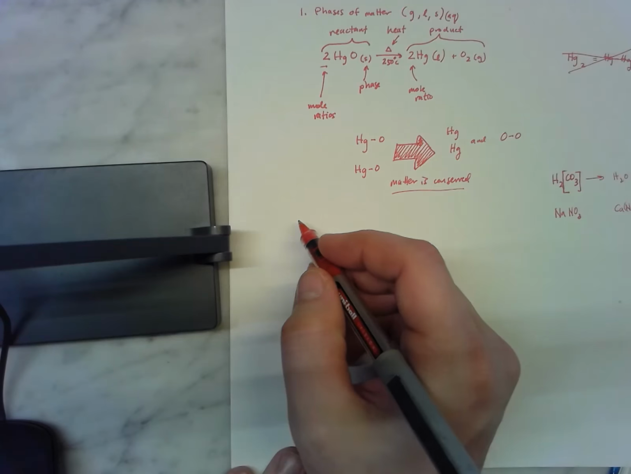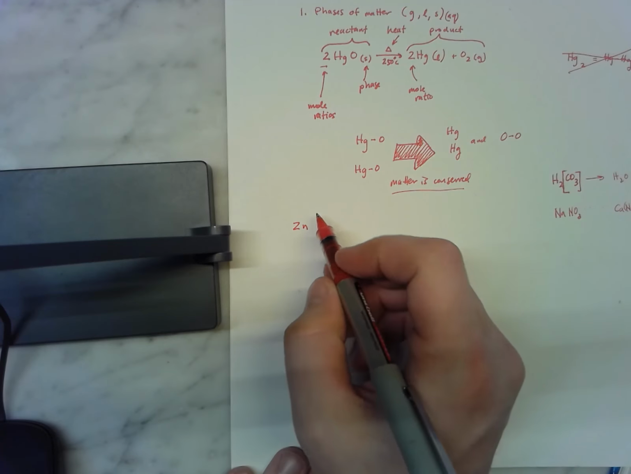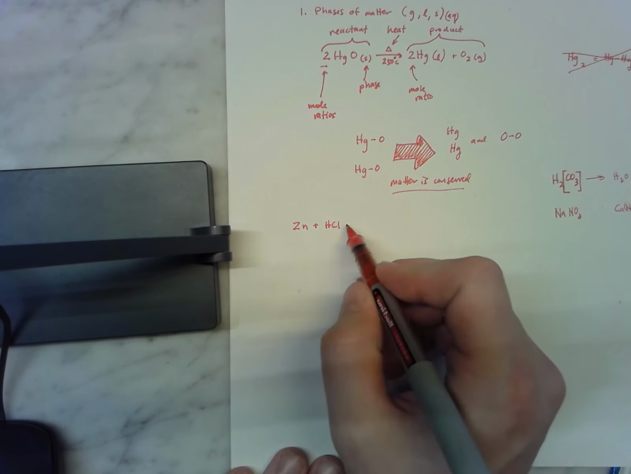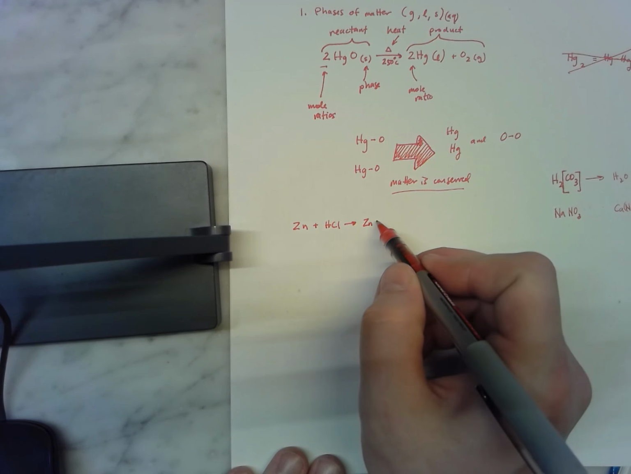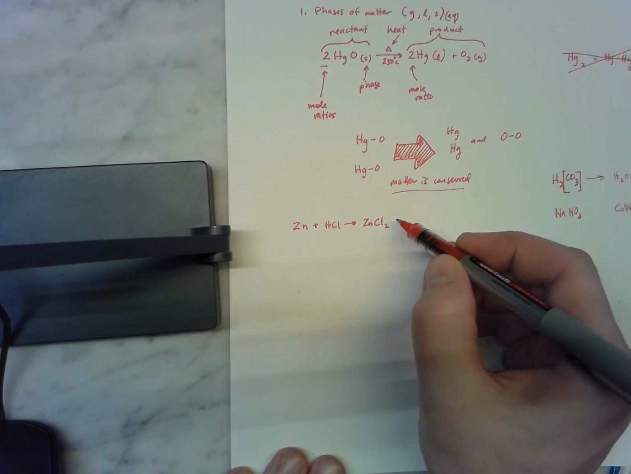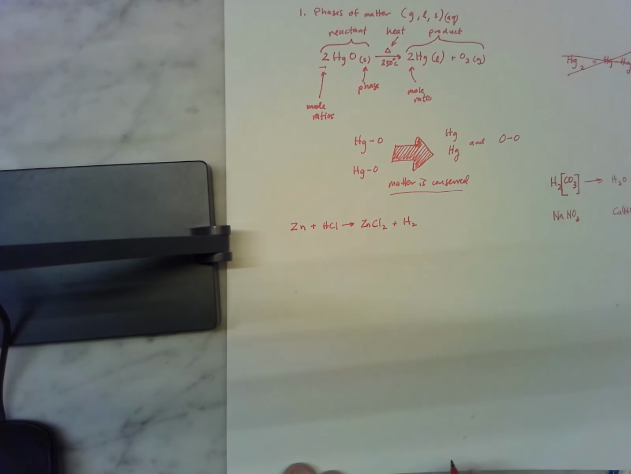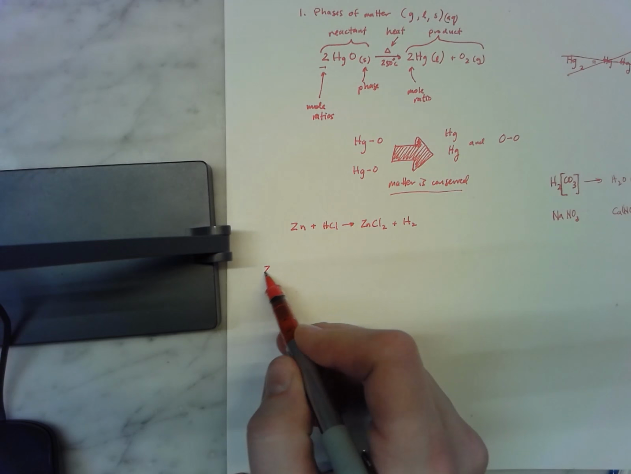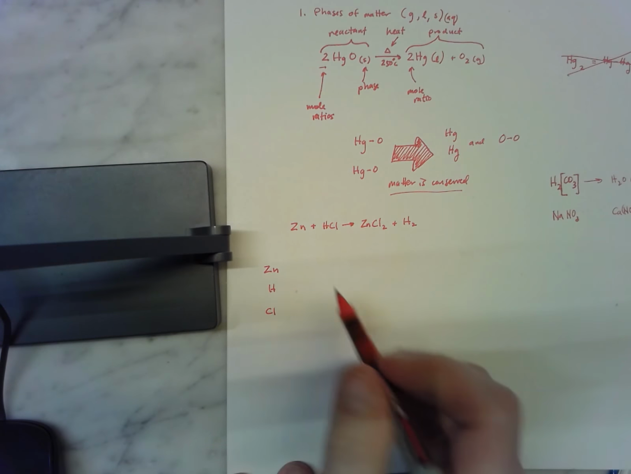All right, first one. It's just a formula equation. As you're doing this, I don't necessarily think you need to keep track of the states of matter for balancing purposes. That's just extra stuff you have to write down, okay? But as you write the final equation, make sure you put them back in. All right, so let's see what we've got. We've got zinc, hydrogen, and chlorine on both sides.